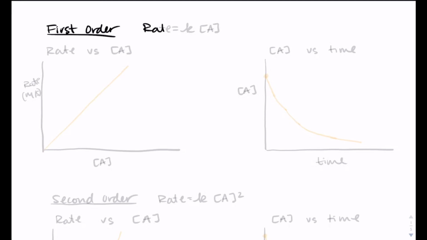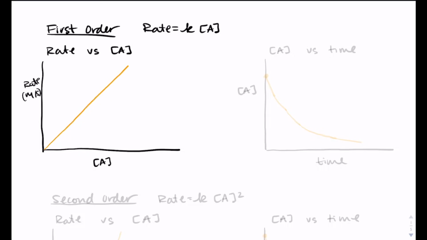For a first order reaction, rate is equal to the rate constant times the concentration of A, right? First order dependence on A. The rate versus the concentration of A: first order dependence means that it's directly proportional to A. As A increases, the rate increases in the same way. So I have a positive slope, a linear relationship between rate and concentration.